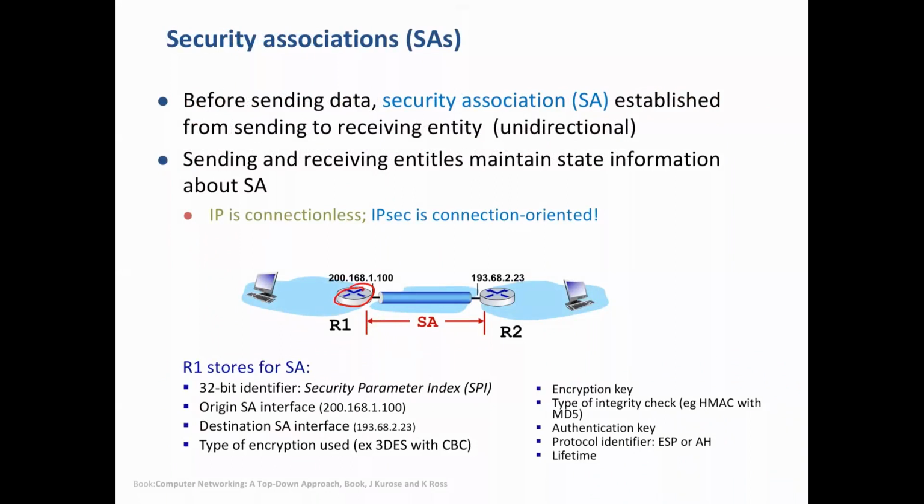The security association defines the source IP address, destination IP address, then the type of encryption used, encryption key, authentication key, etc. This is for one session between two entities. So it means that this router here and this router here should have the same understanding for this session between Alice and Bob.